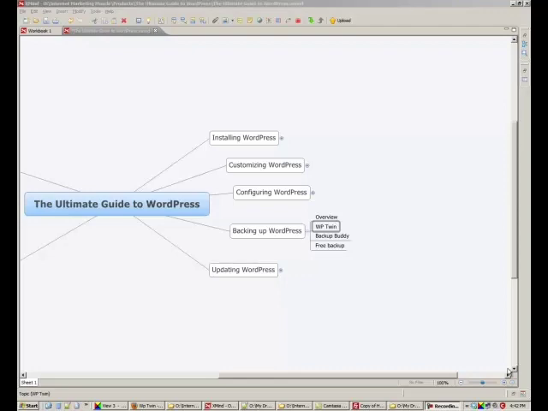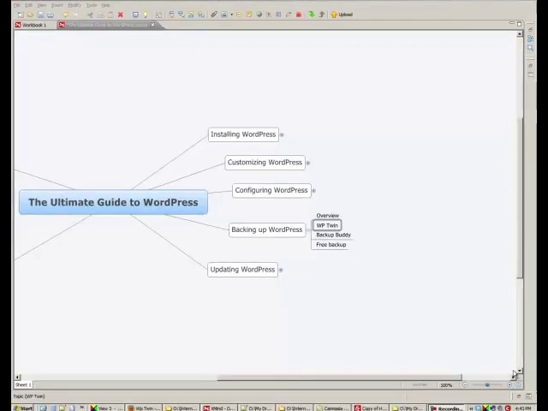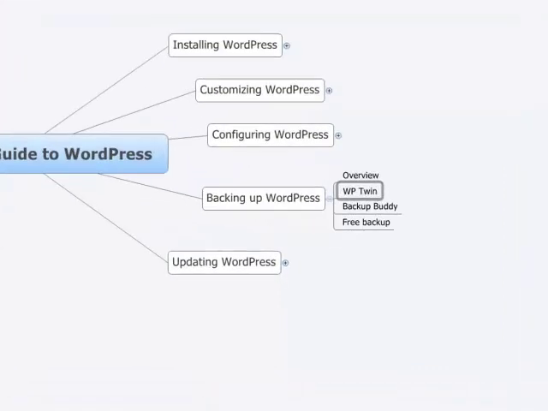Like I said in the overview for backing up WordPress, I use plugins, and I use one in particular, and it's WP Twin. It was written or co-written by a couple of friends of mine, Will Matos, who's an IT genius, and Jason Fladlin, who's a master internet marketer.